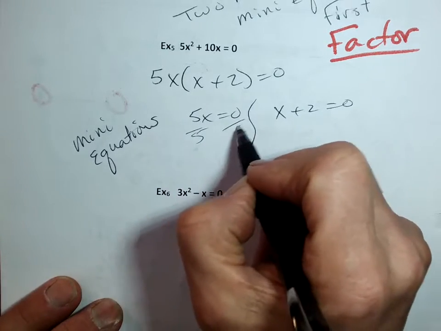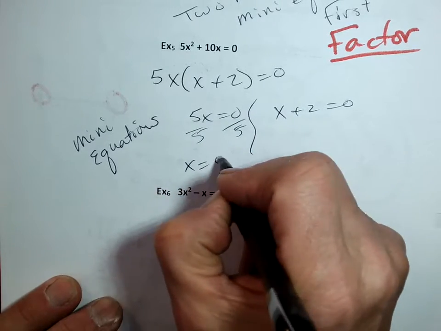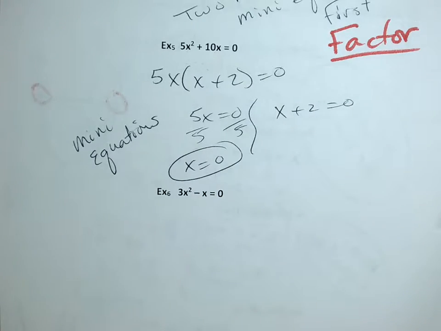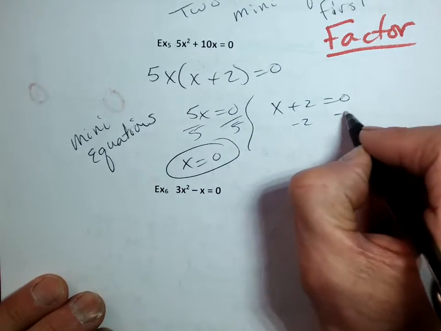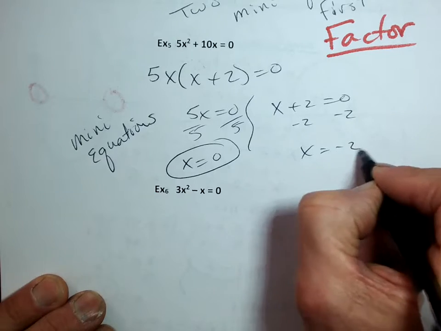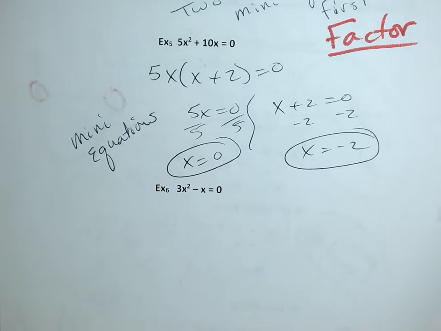And just solve. This is actually pretty easy, isn't it? Divide by 5, x is 0. That's one of my zeros. Minus 2, x equals negative 2. That's my other 0. Okay, thumbs up. Pretty easy, isn't it? Okay.